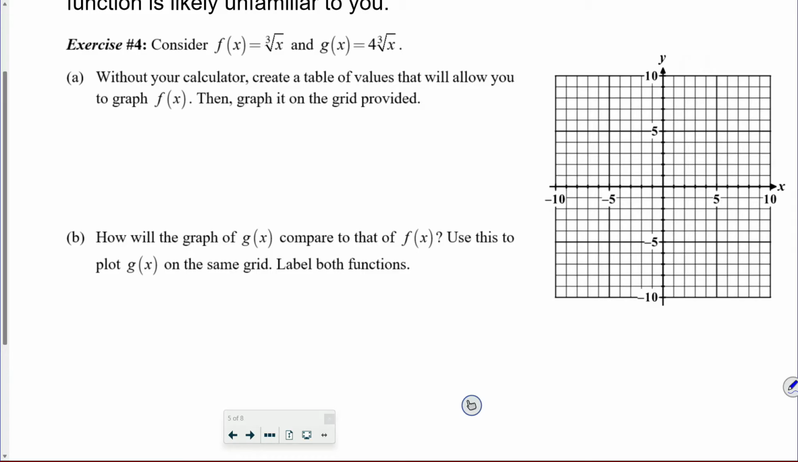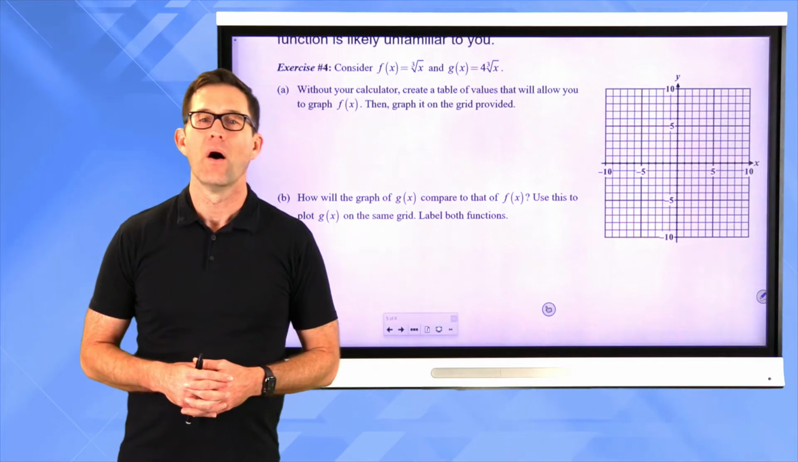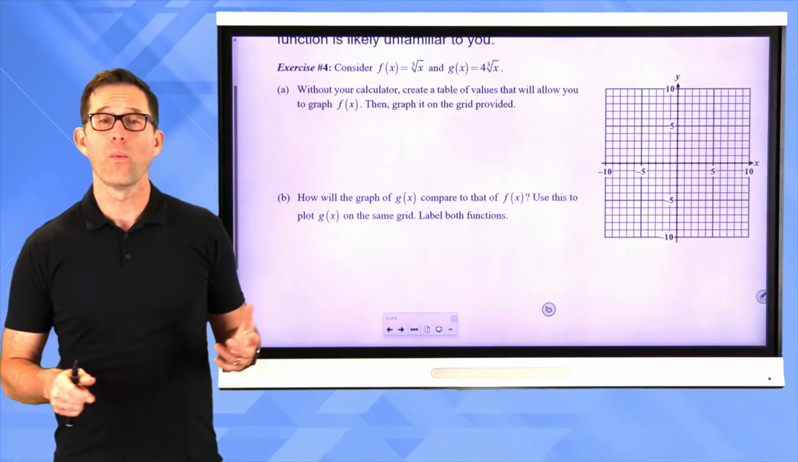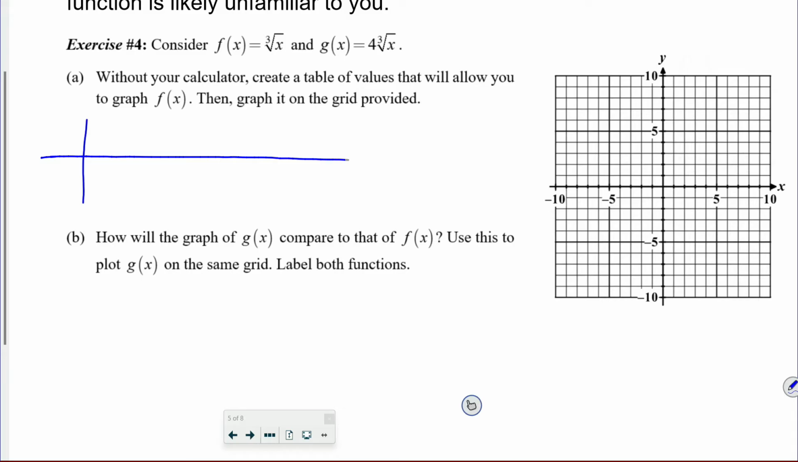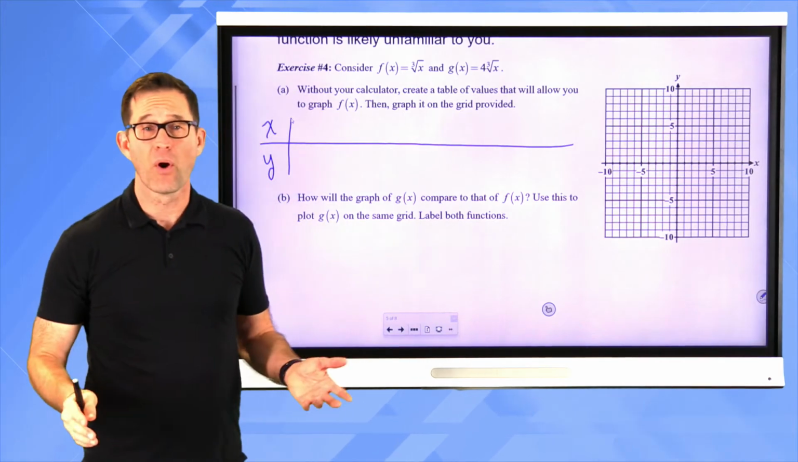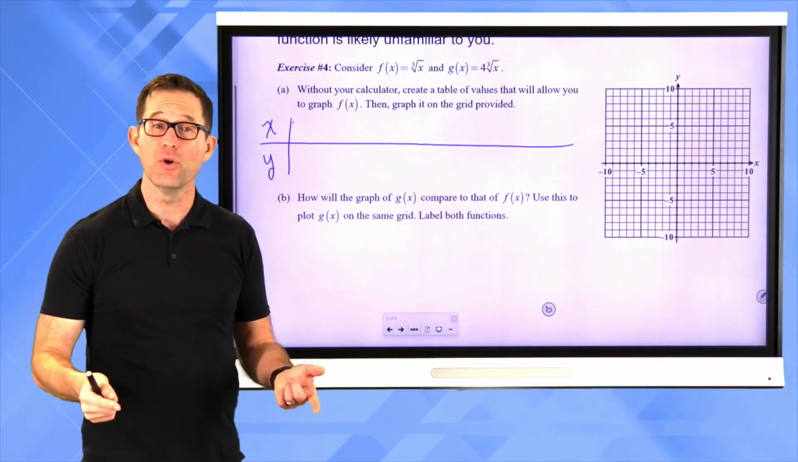Consider f of x equals the cubed root of x and g of x equals 4 times the cubed root of x. Letter A. Without your calculator, create a table of values that will allow you to graph f of x, then graph it on the grid provided. All right, so just like before, what we want to do is come up with some values of x that have nice cubed roots. And maybe part of the way you do that is thinking about the cubing process.